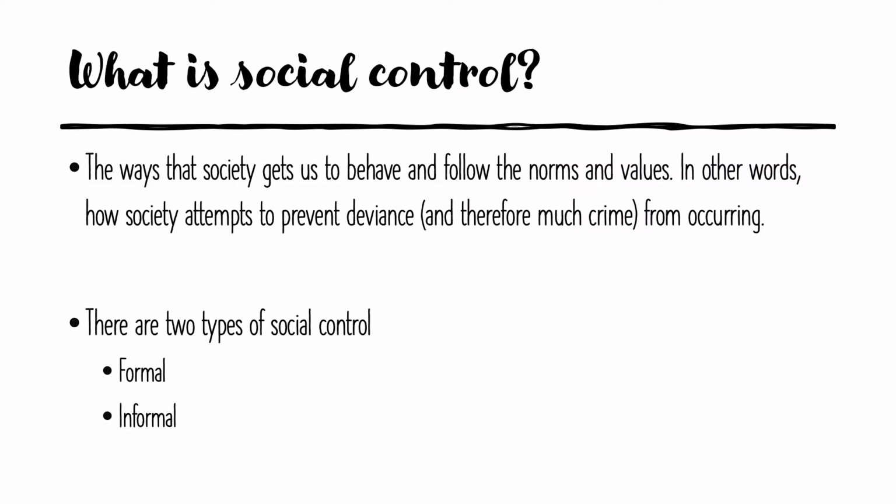So, what is social control? Social control is the way that society gets us to behave. We are all under a certain amount of social control, and essentially it's how it gets us to behave and follow the norms and values, which, as we know from last year, links to socialisation. So there's a lot of overlap with the agents of socialisation, but we're focusing more now on not learning norms and values, but preventing deviance. And therefore, as we know that a lot of crime is also deviant behaviour, it's how does society try to prevent deviance from occurring. There are two types of social control that you need to know about: formal and informal. Imaginative names. And I'm going to go through both of those with examples now.